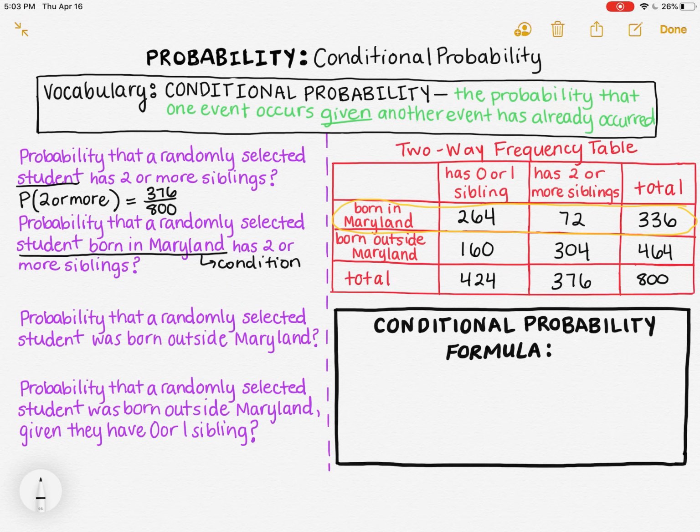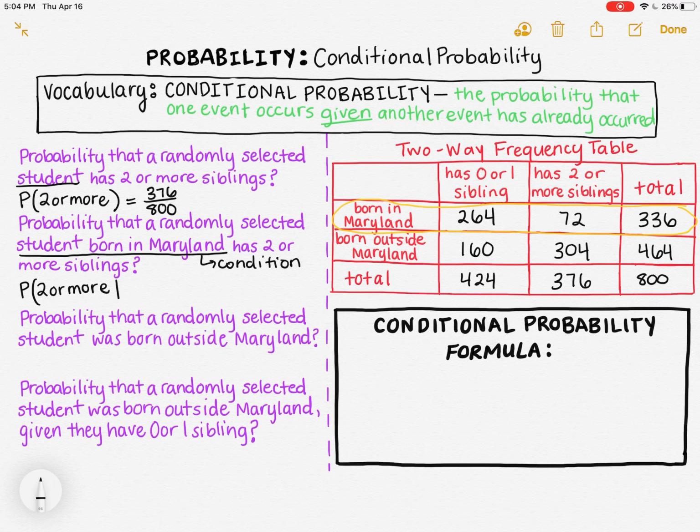First, let's write this conditional probability statement in our probability notation. So we write P, parentheses. Our condition always comes last in our probability statement. So I'm looking for the probability that a student has 2 or more siblings, that comes first, given, and instead of writing the word given, I'm going to use this vertical line, which represents given.